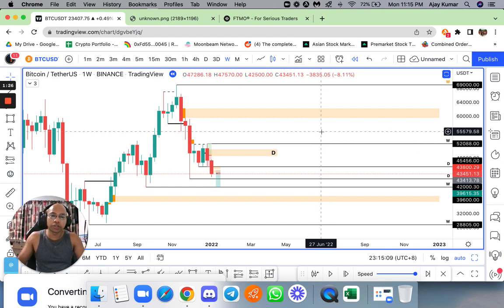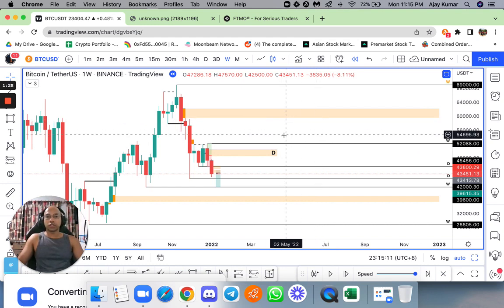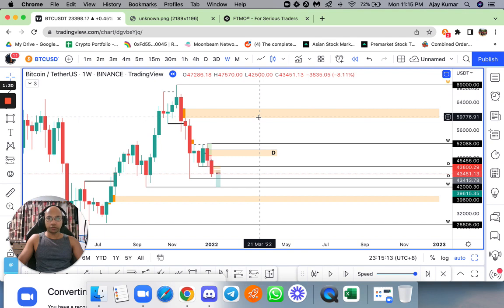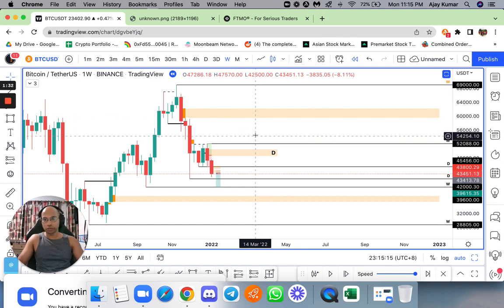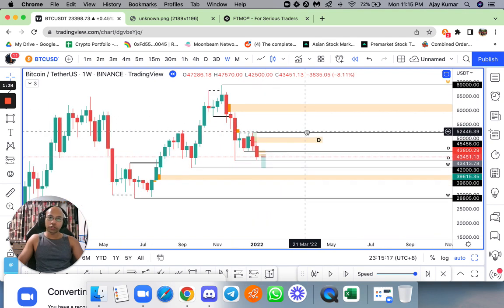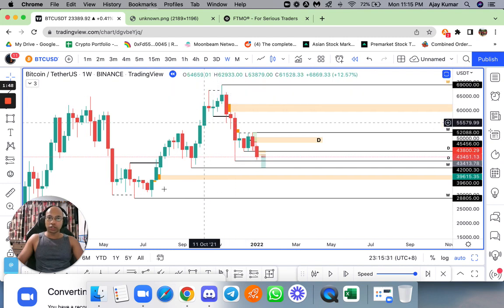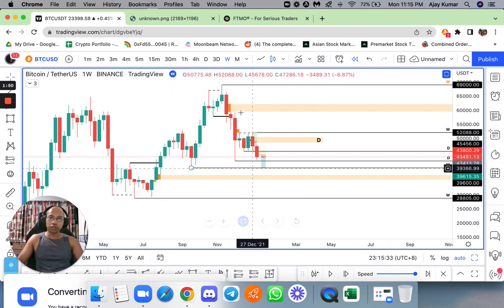What we do is first we mark out the pivots, fair value gaps, and order blocks. So we start off with the weekly time frame. This is an obvious pivot. Pivot is something where the wick stands out. This is an obvious pivot because the wick is standing out. You can see it here as well. So these are all pivots. We mark out the pivots with a black line.